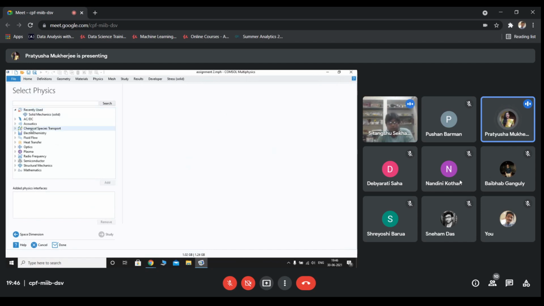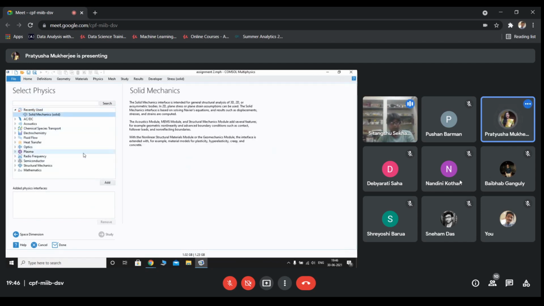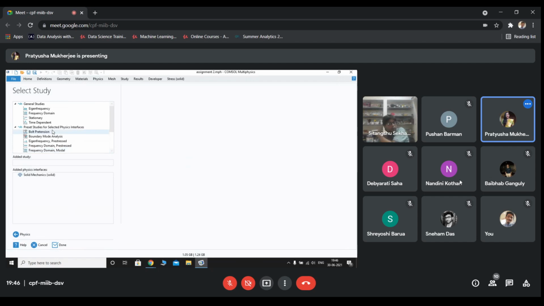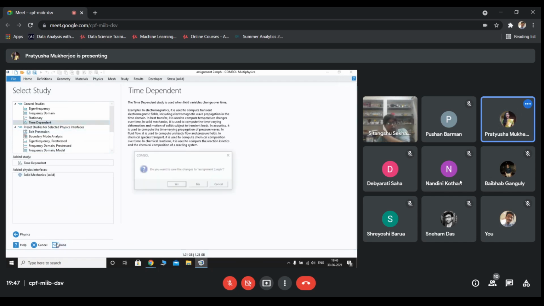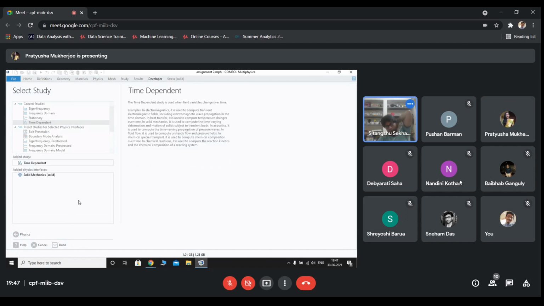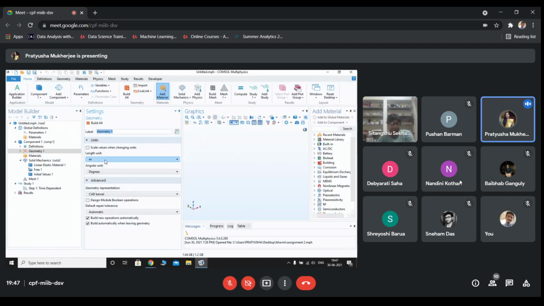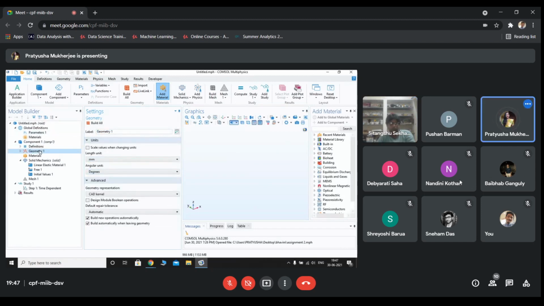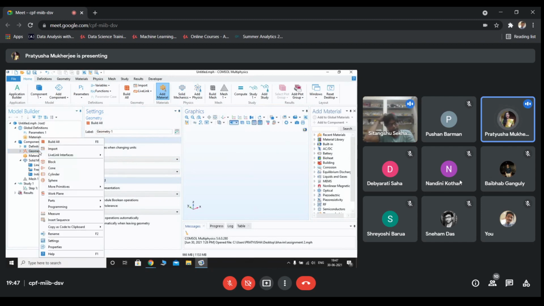First, 3D specimen, then solid mechanics, add, then study, then time dependent, done. Then first change the unit of length to millimeter, then geometry, cylinder.